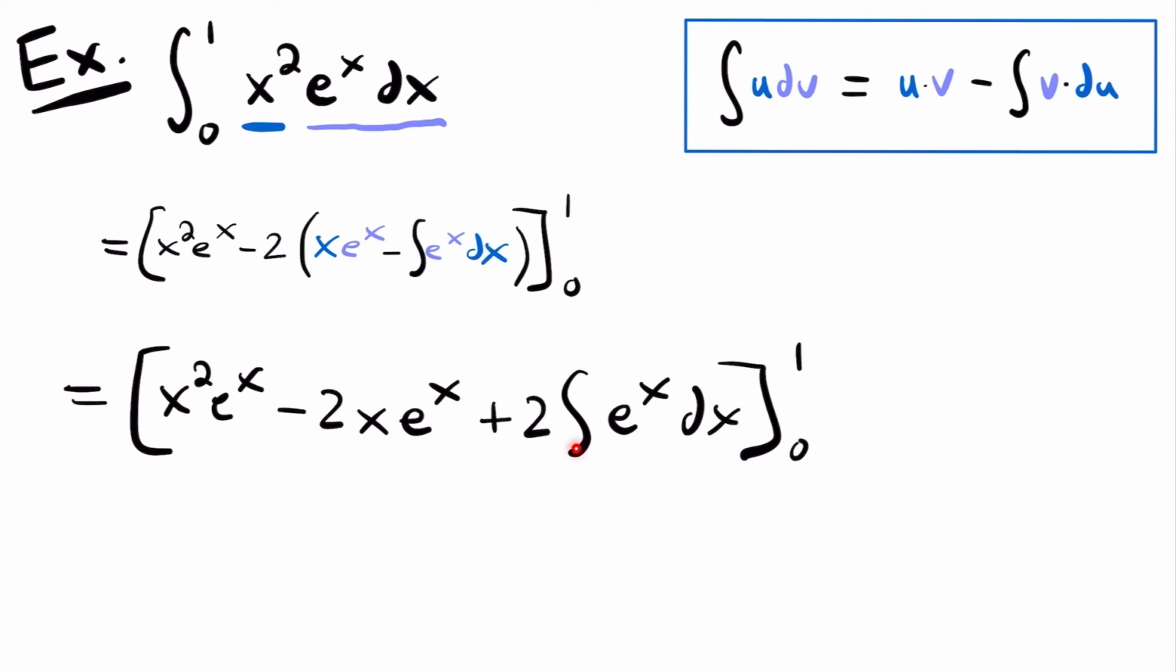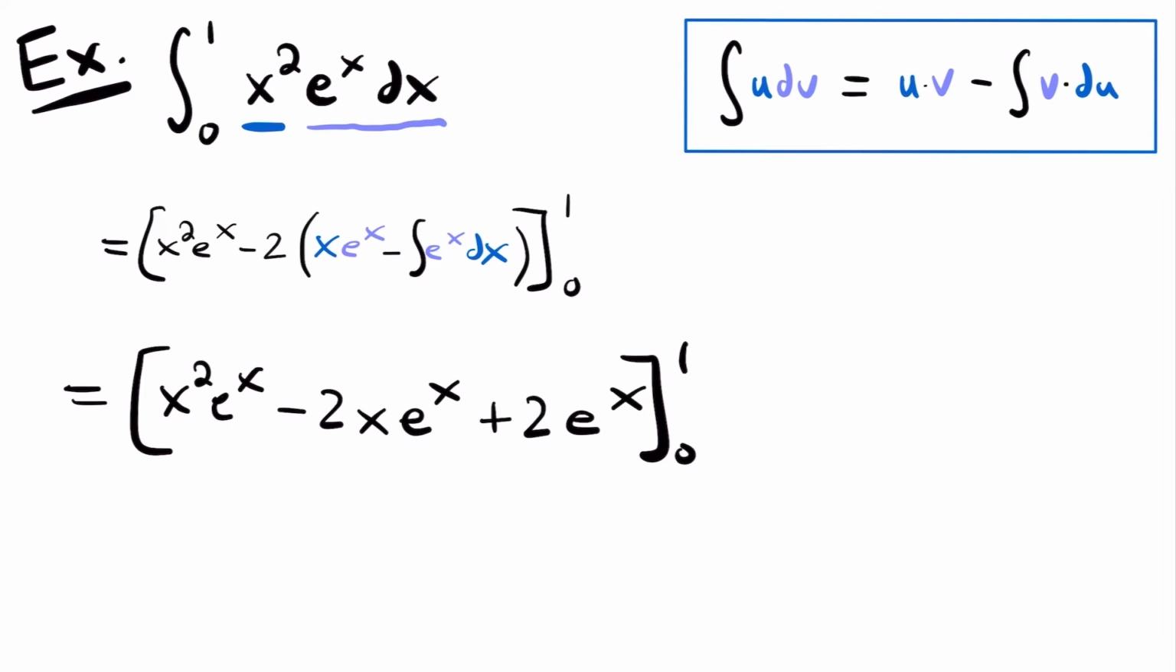We know that the integral of e to the power of x is just e to the power of x, and so I'll just rewrite that. We'll have 2 times e to the power of x, and that will be evaluated from 0 to 1, and I'm just going to erase that. Okay, so now let's evaluate this expression at 1, and subtract the evaluation at 0, and then we will have the answer to our definite integral.